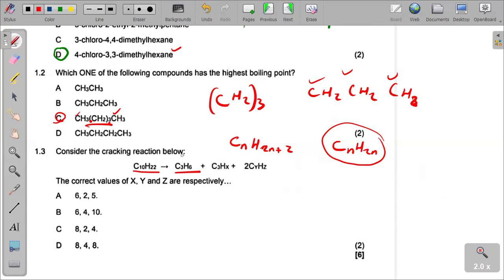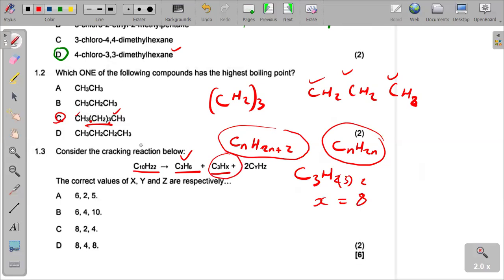The one we are seeing is propene, right? But this one here, C3, because we expect a shorter chain alkane to be formed. If it is C3, H should become, from the general formula of alkanes, 2 times 3 plus 2, and that gives us 8. So we have already identified X as 8, because we are expecting this to be a shorter chain alkane from our understanding of what a cracking reaction is.